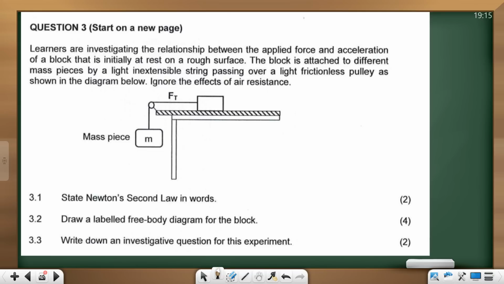Can you draw for me quickly a labeled free body diagram for the block? Where is the block? The block is the one on the table. Let's draw a free body diagram quickly. Read carefully. The block is attached to a different mass piece by a light inextensible string passing over a frictionless pulley.